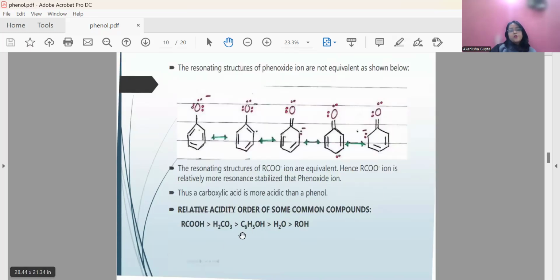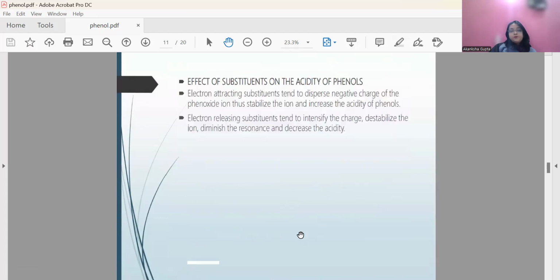So this is the acidity order of the different compounds. Here we can see that carboxylic acid is more acidic as compared to carbonic acid, then phenol, then water, and the aliphatic alcohol.